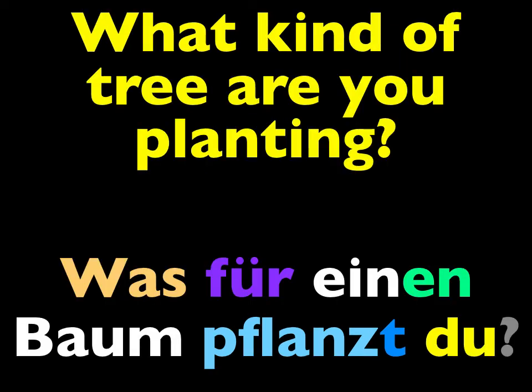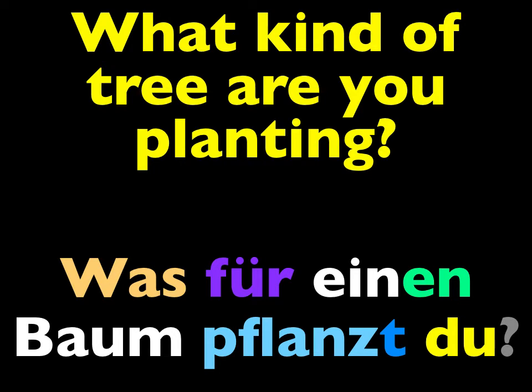Now, if I were to ask, what kind of tree are you planting? I would say it this way, was für einen Baum pflanzt du? Notice, by the way, that pflanzen, in the stem, ends in a Z, which has an S sound in it, which is why the du form doesn't have to add an S, just the T. Was für einen Baum pflanzt du? What kind of a tree are you planting?